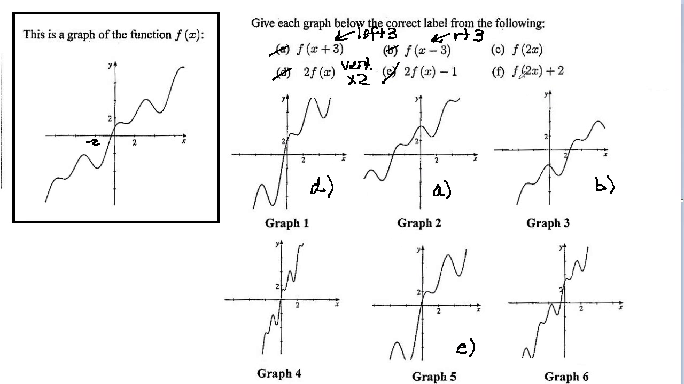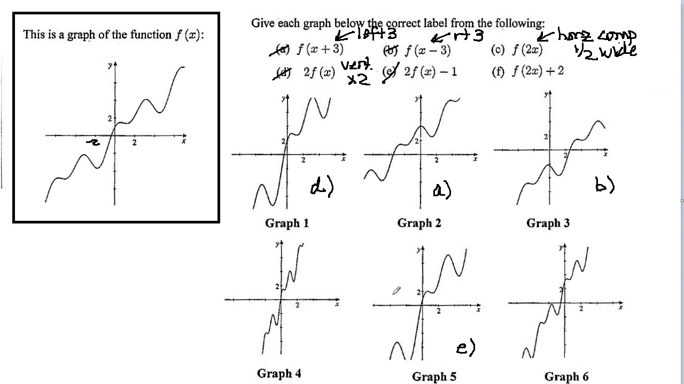And then f of 2x plus 2 and f of 2x. So let's do the f of 2x. So that is going to be horizontal compress by a factor of 2. So it's going to be horizontal compress. It's going to be 1/2 as wide. So this side's going to get pushed in like this, and this side's going to get pushed in like that. It's going to be narrower than it was.